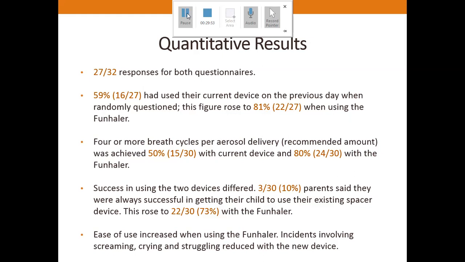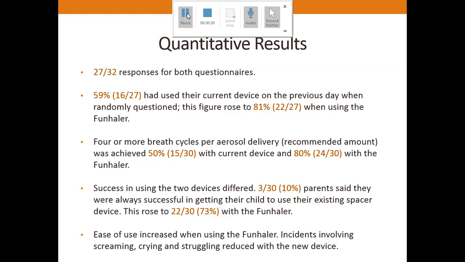with the current device, with the Breath-A-Tech, 50% of participants were doing that, and that was significant at the probability level of 2%, compared to 80% with the Funhaler. So the probability level means there's only a 2% chance that what they found is by chance, so they are saying that 30% more people used the correct dosage when they were using the Funhaler.